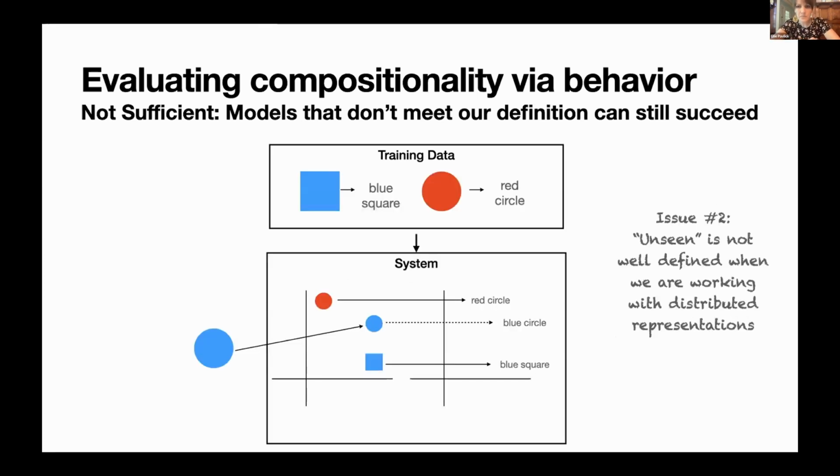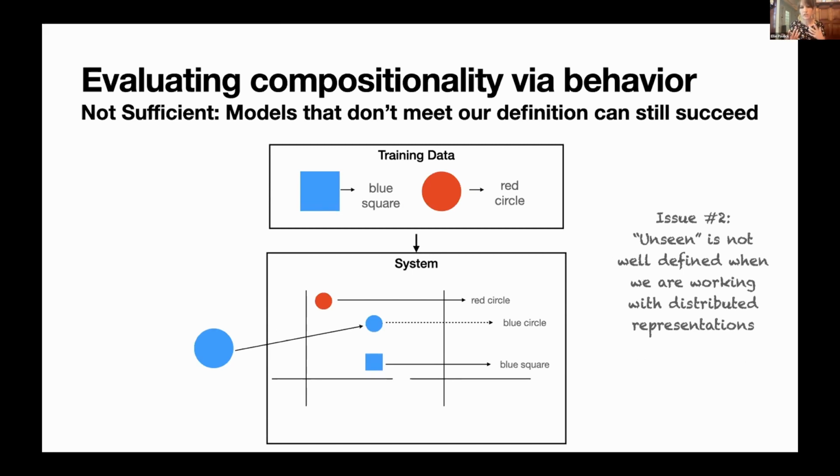The second issue is that this notion of unseenness is not well defined, and there are many different ways that this causes a problem. I think Tal was about to talk about this and had to skip over some slides, or he was going to talk about some issues related to this. I want to highlight a particular one, which is that when we're dealing with distributed representations, our unseen inputs are really interpolations, not extrapolations, right? Everything is represented in a space that has been learned. So maybe I've never seen blue circles, but I'm representing blue circles in the same two dimensions where I represented blue squares and red circles.